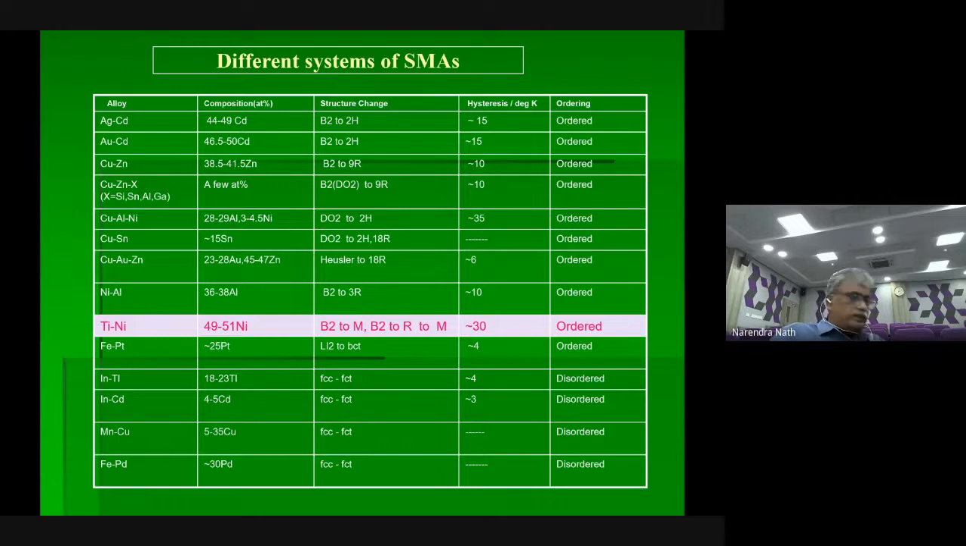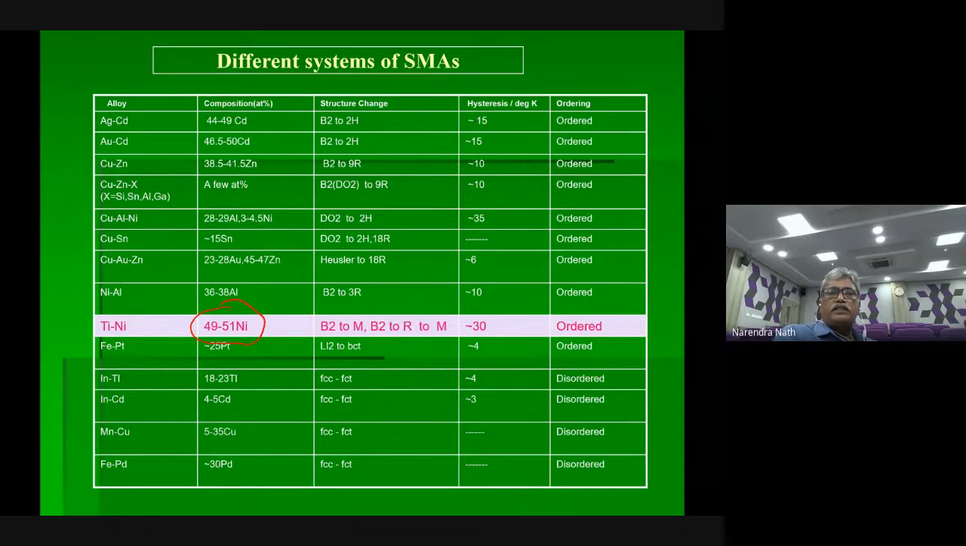And you can see here different systems of shape memory alloys, how these things are there. When you compare to other alloying elements, titanium nickel gives shape memory effect only near equiatomic. That's 49 to 51, around 2% atomic variation, either titanium side or nickel side. Beyond that, you may get an alloy, but it may not be a shape memory alloy.